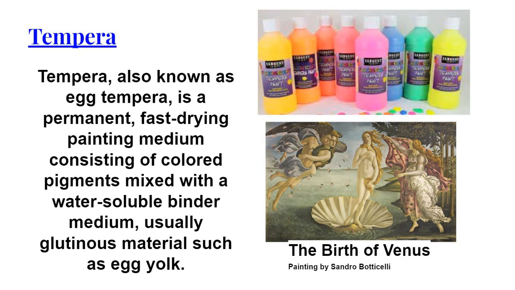Next is the tempera. Tempera is also known as egg tempera. Unlike the oil, this is a fast drying paint, and this is permanent. You are going to mix it with a water soluble binder medium, which is usually made of egg yolk. That's why it is called egg tempera. Just like here, The Birth of Venus. This is an example of a painting in which the pigment that was used was tempera. Thanks to my friend Sandro Botticelli.